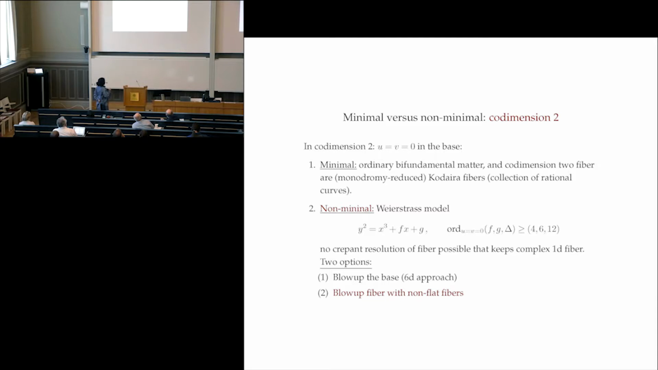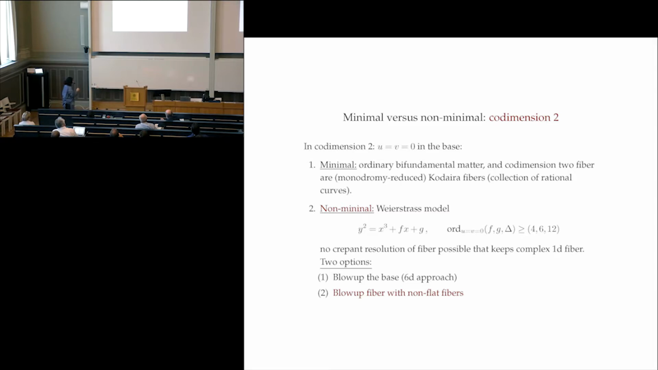So in codimension 2, when we have collisions of two of these singularities, so u equals v equals 0, say, is that locus, there's the option to have a minimal singularity or a non-minimal singularity. So minimal means the enhancement still fits into this table here. So you get effectively, again, a collection of rational curves intersecting in some generalized Kodaira fiber. What's important is this resolution of the singularity, in this case a discrepant resolution, is still complex one-dimensional. The fiber remains complex one-dimensional.